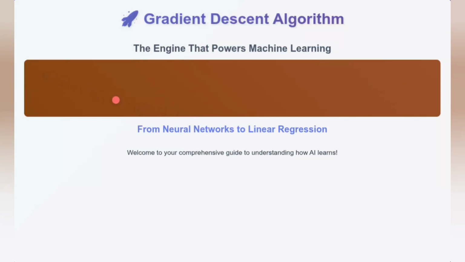I'm your host, and today we're diving deep into one of the most fundamental algorithms in machine learning, gradient descent. Did you know that gradient descent is the backbone of almost every machine learning model you've ever heard of? From neural networks to linear regression, this algorithm is quietly working behind the scenes to make AI possible. In today's video, we'll explore what gradient descent is, how it works, see it in action with Python code, and understand why it's so crucial for training machine learning models.